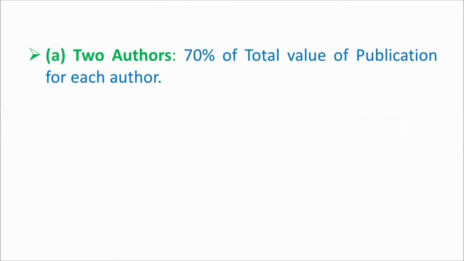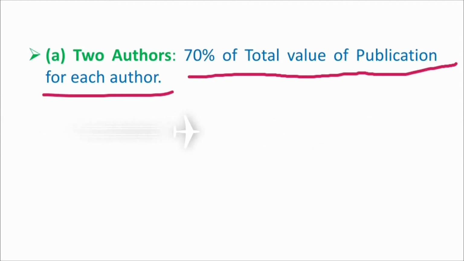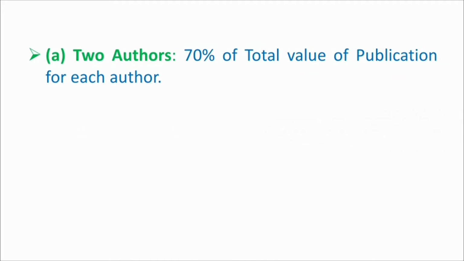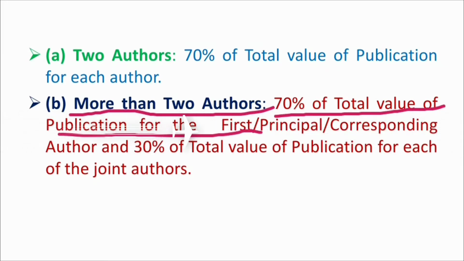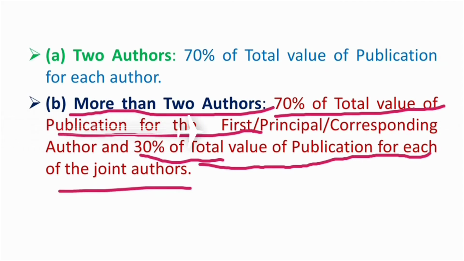And if a paper is published by two authors, in that case there may be 70% of the total value of publication for each author. It means both will get 70% of the total value. If the paper is published by more than two authors, meaning three authors or four authors, in that case 70% of the total value of publication goes to the first or principal or corresponding author, and 30% of the total value of publication to each of the joint authors.